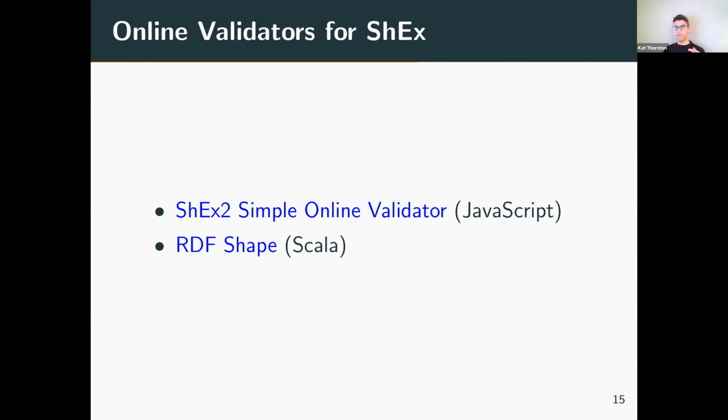And this is the same validator that you get if you go to Wikidata's E-namespace and you use one of the schemas there to validate data from Wikidata. This is the validator that comes up in that interaction. There's another online validator, RDFShape, and this is based on the Scala implementation and is also from the WESO lab at the University of Oviedo.